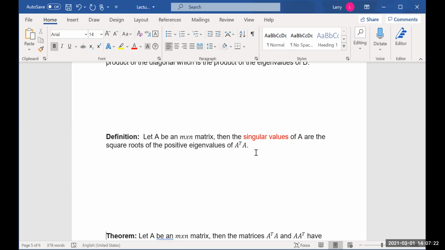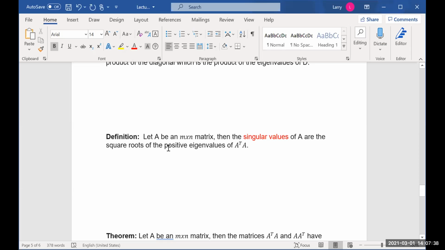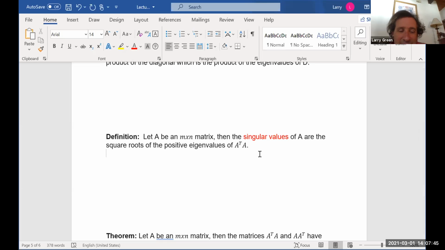I was like, wait, are the singular values the square roots, or are they actually in the matrix? The singular values are their own thing. Yeah. This is not a review of anything. This is a new definition. They just happen to come up from time to time. Question? Okay, so those are singular values.